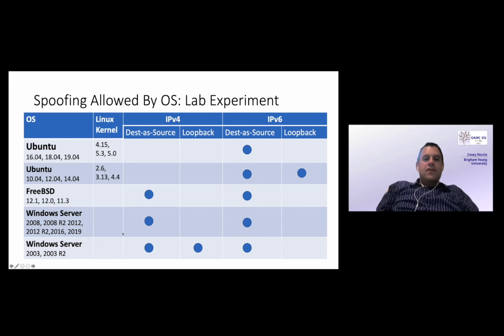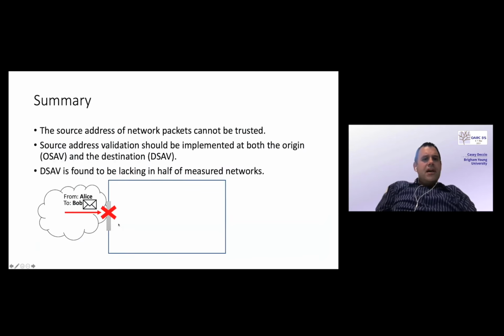FreeBSD, Windows Server, and all. Windows Server also did that on the IPv4 side. Okay, so just in summary, the source address of network packets can't be trusted. We tested DSAV and found it to be lacking in half of measured networks.